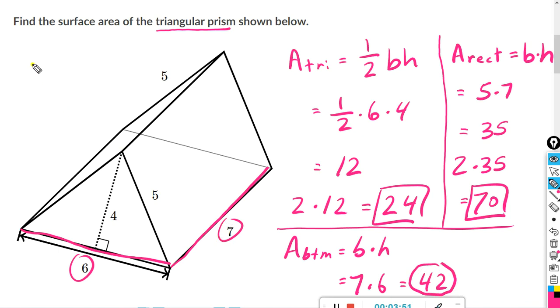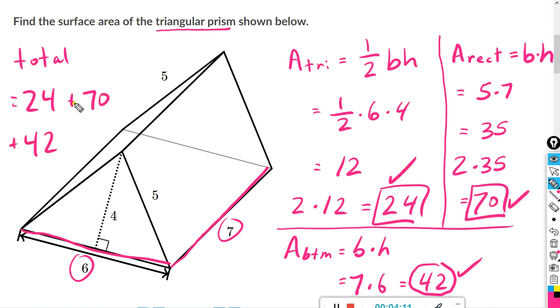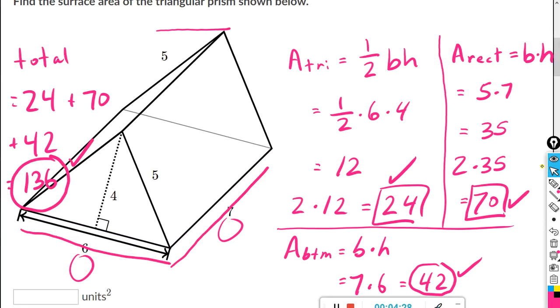All right. So for the total area, or should I say surface area, we're just going to add 24 plus 70 plus 42. So that is 66 plus 70, that's 136. Final answer. So you just click inside the box and type 136.